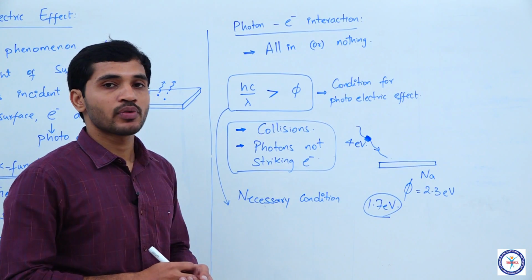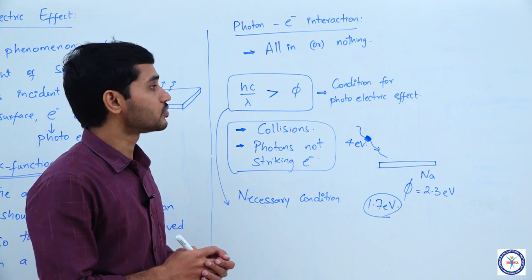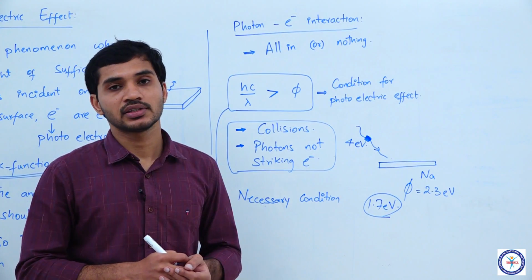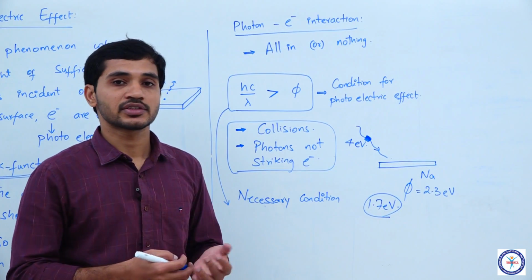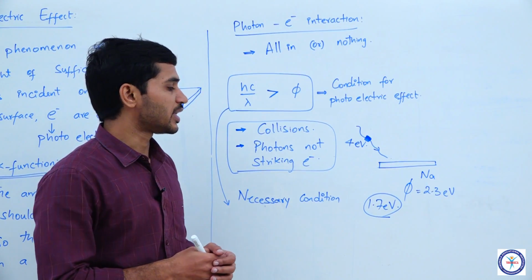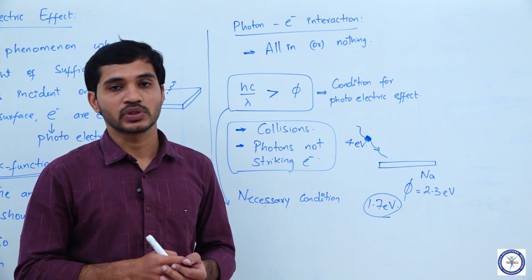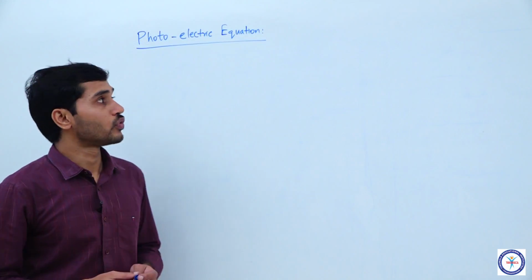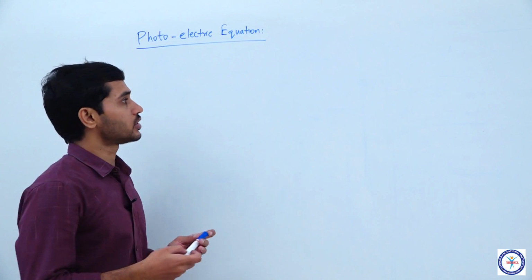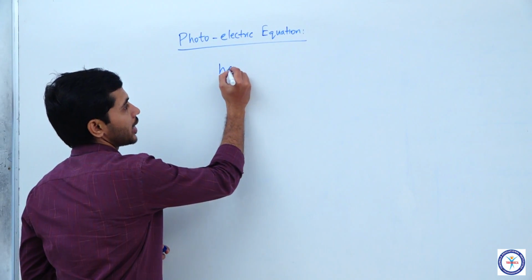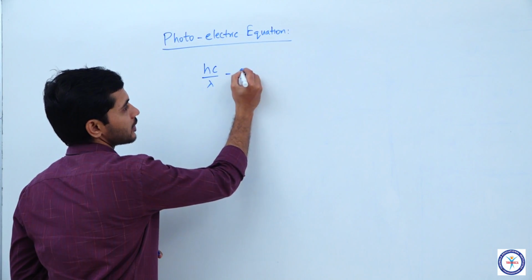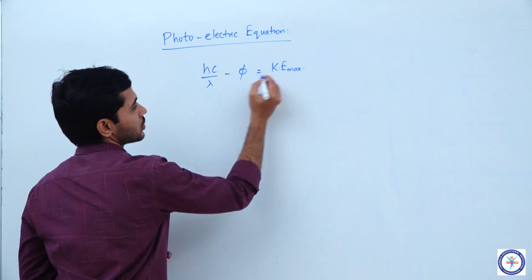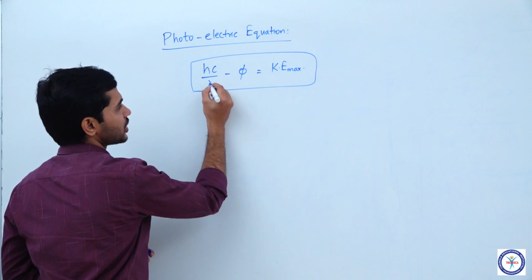So, now let us talk about the mathematical logic behind this concept. It was basically given by Einstein in 1905, for which he won a Nobel Prize. So, let us see that equation. It is called Einstein's photoelectric equation. The photoelectric equation, as given by Einstein, is something like this: hc by lambda minus phi is equal to KE max. So, a very simple relation.